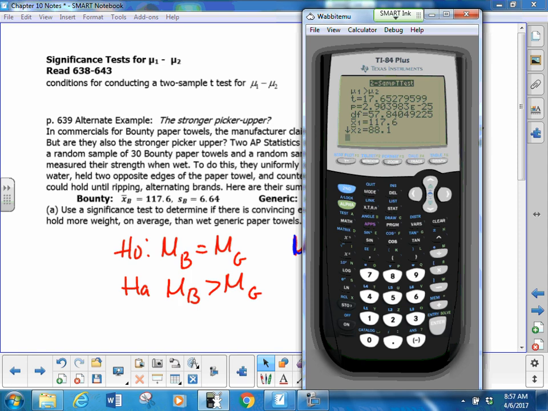And then tomorrow we won't have to calculate it. We'll just write it up.